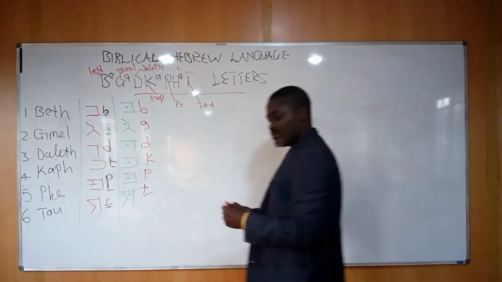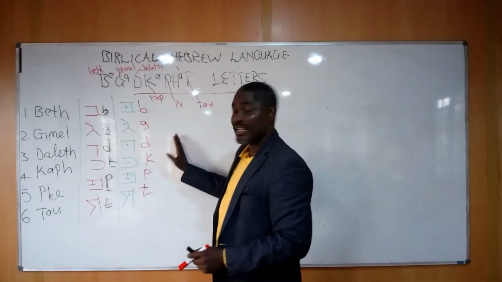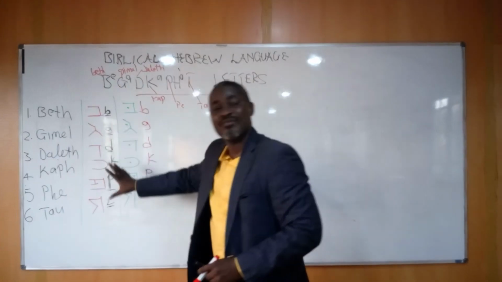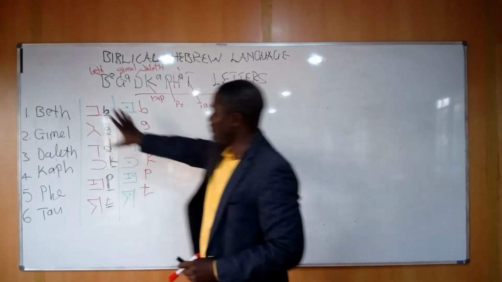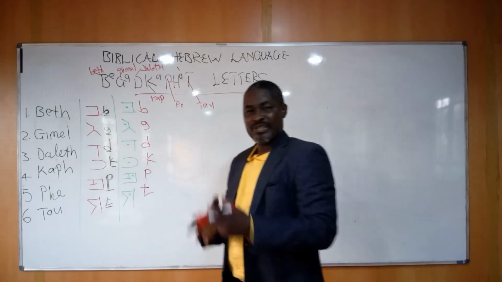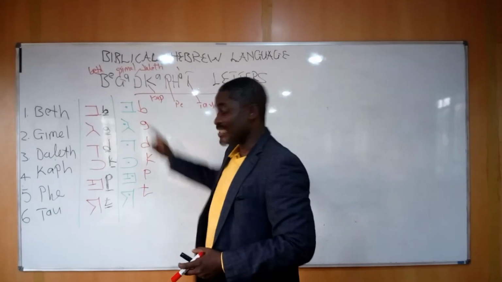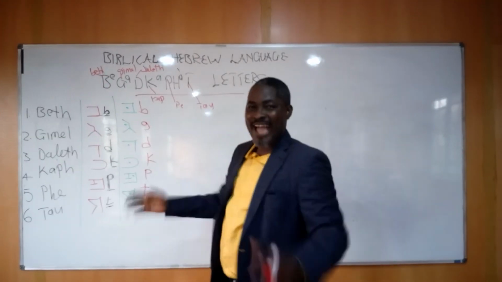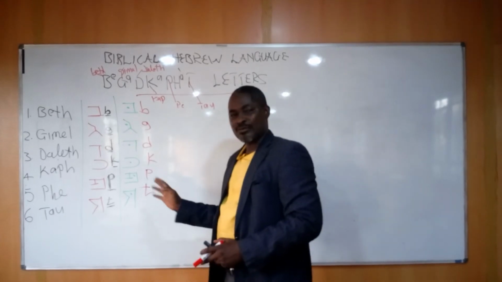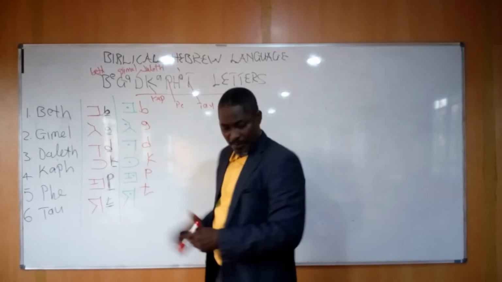So the major thing we need to learn about Begad Kafat letters is that the six letters are sometimes written without dots, and when they are written without dots, their sound is deep. But whenever they are written with a dot inside, each letter is hardened, and they have their own usefulness as we continue to learn the Hebrew language. So that is one thing I want us to know.